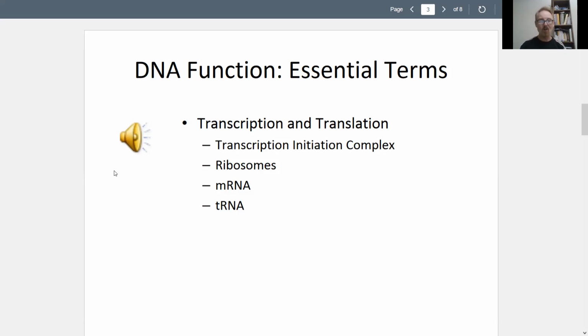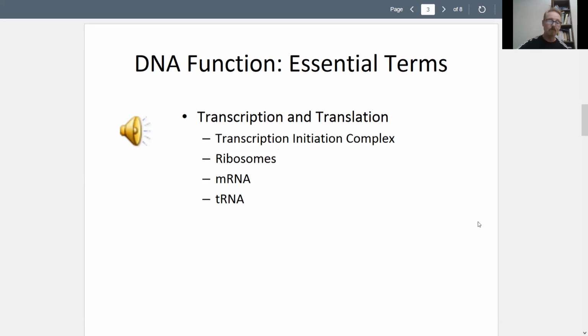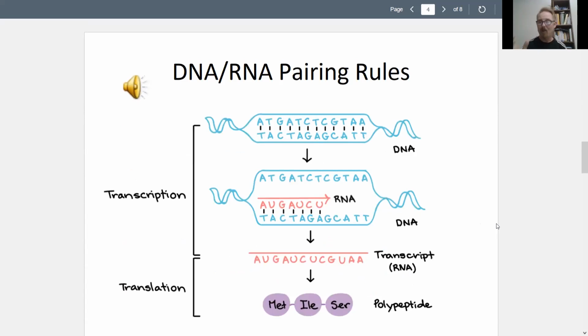So really that's our laundry list. Four basic things we need to understand, and the processes that surround them, to be really successful in understanding transcription and translation. So here is a little better schematic, something simplified, but I think really good. On the very top, we have DNA.